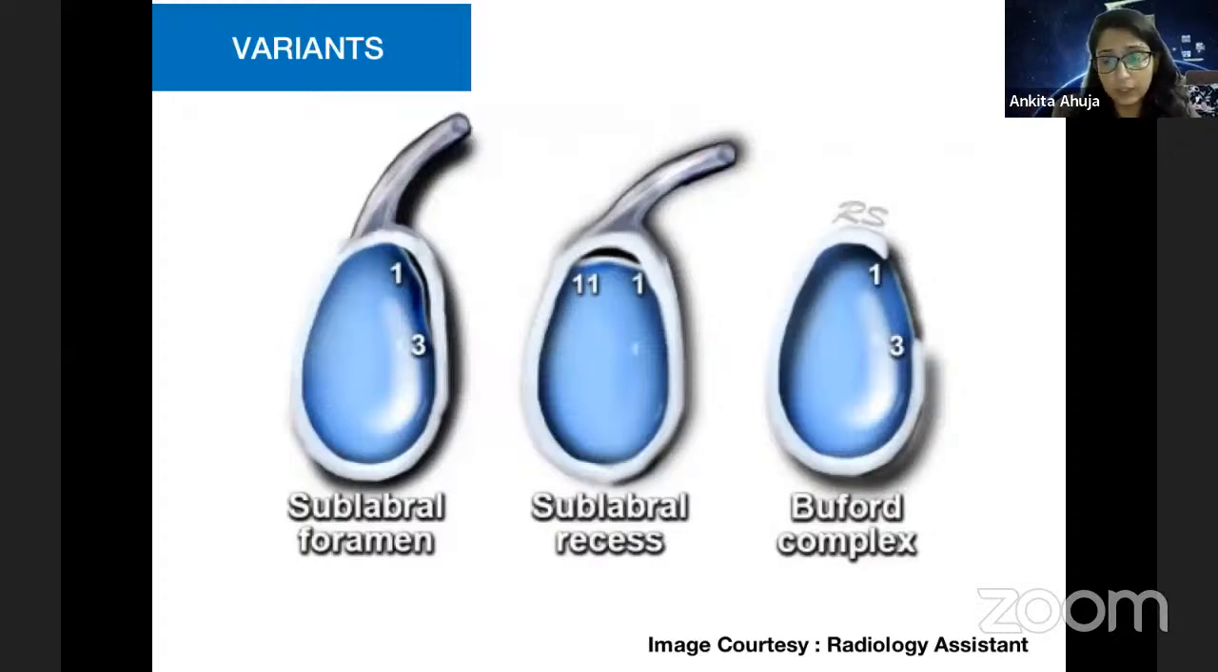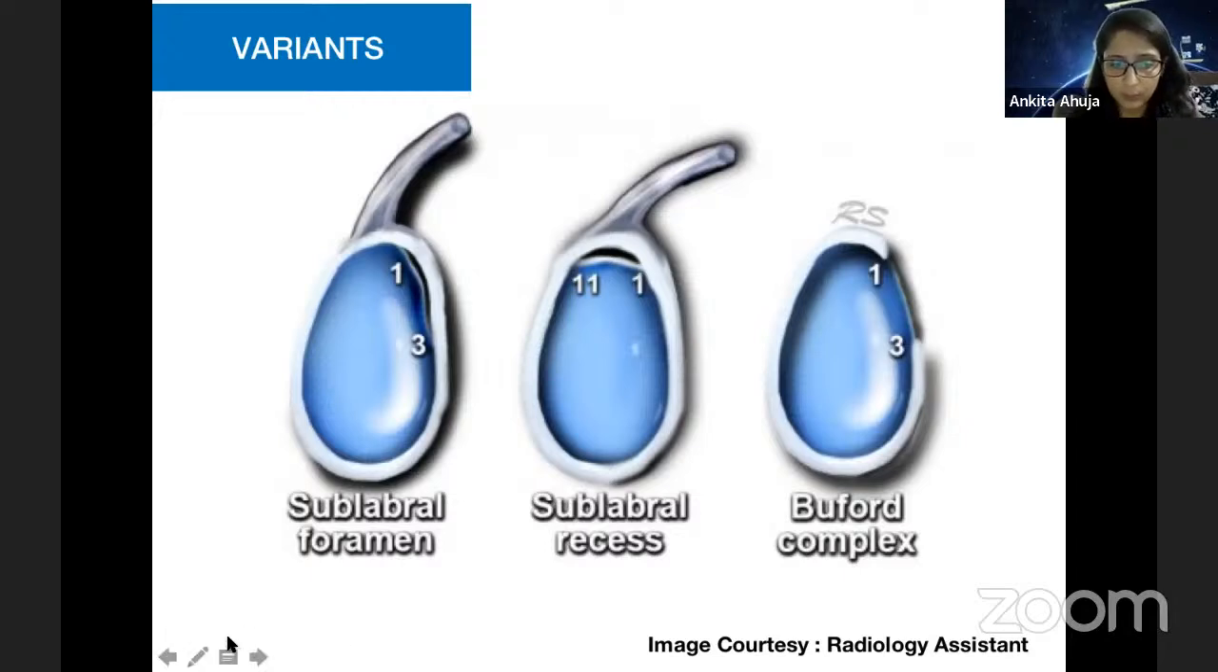Now, what you need to be aware of is that there are certain variants within the labrum. There are three common variants, which are sublabral foramen, sublabral recess, and Buford complex. Let me show you how they look. Whenever you're looking at a labrum, you have to keep this in mind.